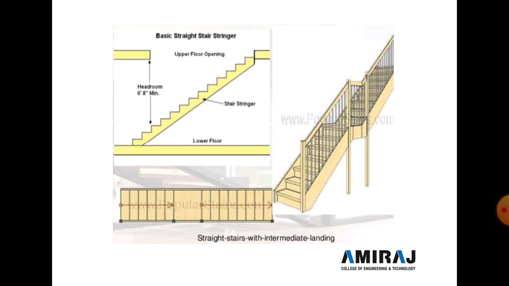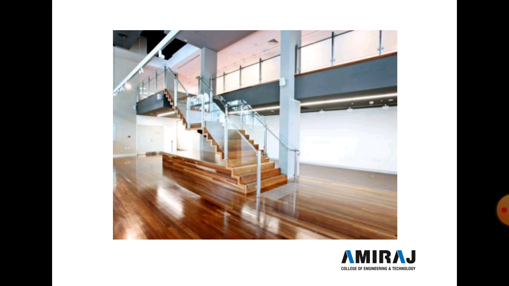Now the second type of straight stair is the straight stair with landing. After some steps, a landing is provided. See figure number 2. In figure number 2, a landing is provided after 6 steps, and then after the landing another flight of steps is provided. See this figure. In this figure we prepare a straight stair with a landing.